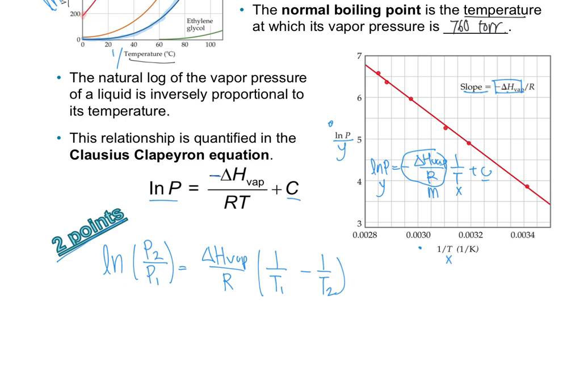Pressure 1 is going on the bottom, but it shows up first for the temperature. So keep that in mind. If you do it opposite, you'll just get a negative value and you'll get the value wrong.